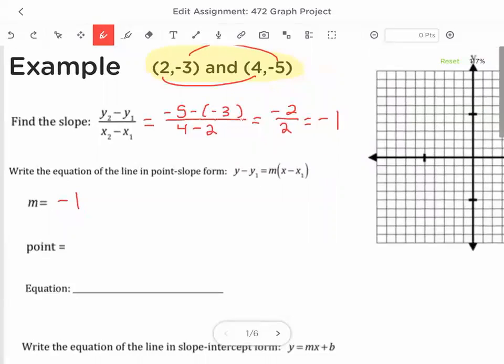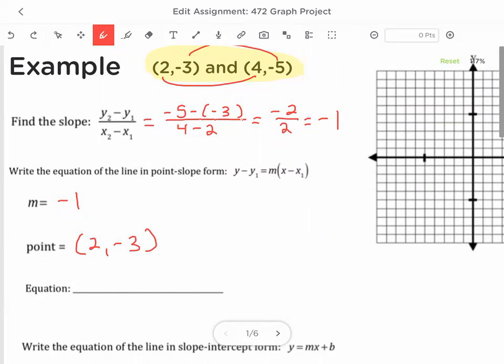Now, if I'm going to write an equation in point slope form, I can choose either point. Okay, and they both mean the same thing. So I'm going to choose the first point, 2, -3. Okay, I'm choosing that point. You could use the other one if you wanted to, and you get a good answer.